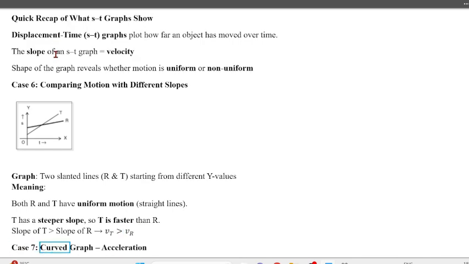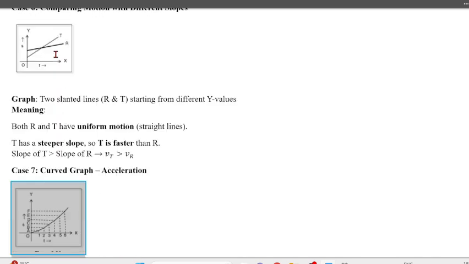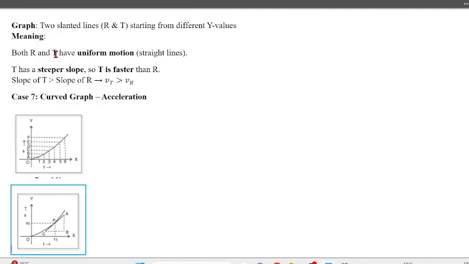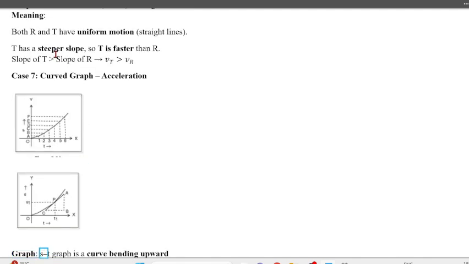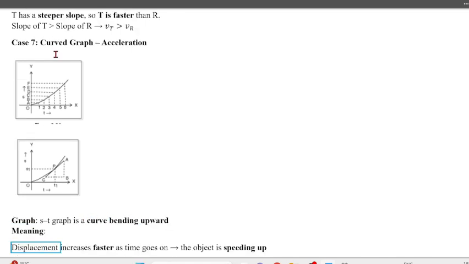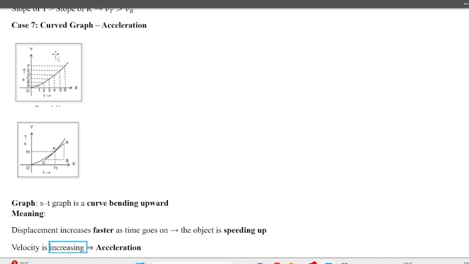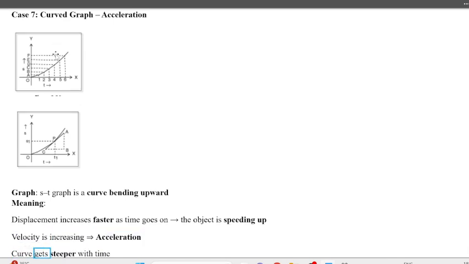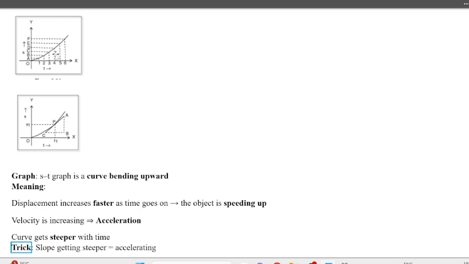Case 7: Curved graph, acceleration. Pictures 54 and 53: the ST graph is a curve bending upward, meaning displacement increases faster as time goes on. The object is speeding up. Velocity is increasing. In an acceleration curve, the graph gets steeper with time. Trick: slope getting steeper equals accelerating.